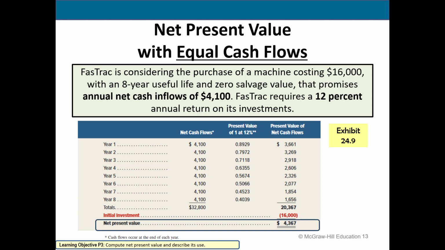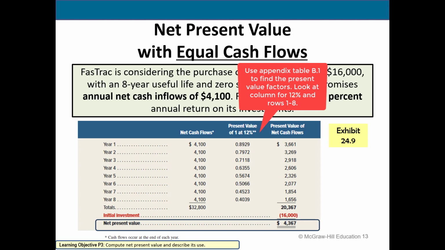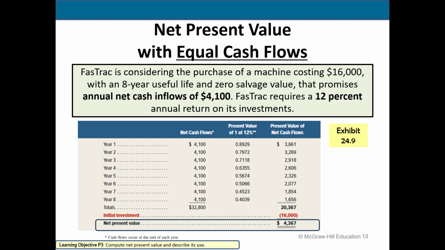And we are going to look at table B1 of Appendix B, and we have 8 periods that we're looking at under the 12% column, and that's where the present value factors come from. So we will multiply 4,100 times each of the individual present value factors to get the present value net cash flow for each year. Add those together, subtract the initial investment of $16,000, and then we look to see if we have a positive number in the net present value. So basically, as long as the net present value is a positive number, then they should invest.